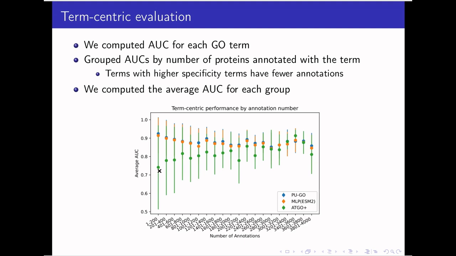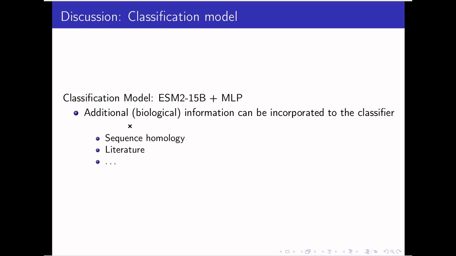However, you can see that AdaGO is better in some cases or comparable to the PU learning and the MLP for GO functions with a very large number of annotations, or very general functions, or functions with lower specificity. But for functions with higher specificity, MLP and PU learning perform a bit better. So that's our results. We have some discussion points, like the classification model.